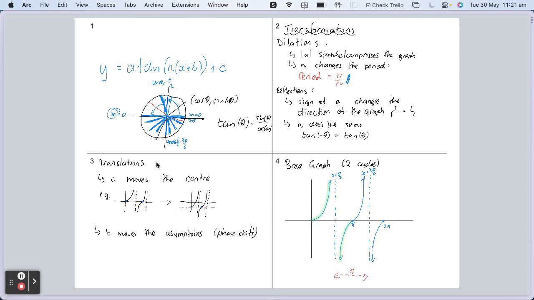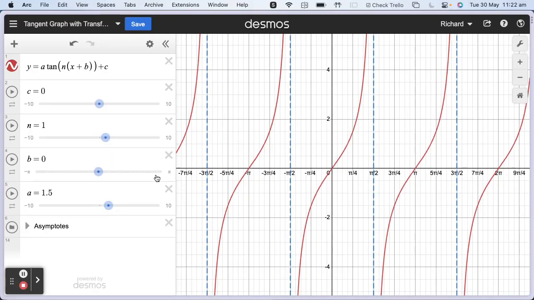Okay, translations. Translations, we've either got a vertical translation, which is the plus c here, or we've got a horizontal translation. The horizontal translation works exactly the same as in sine and cosine. It's a phase shift. So again, just tackling one at a time.